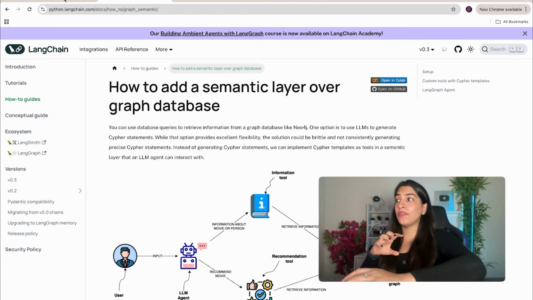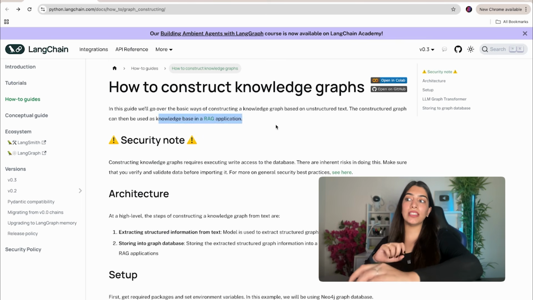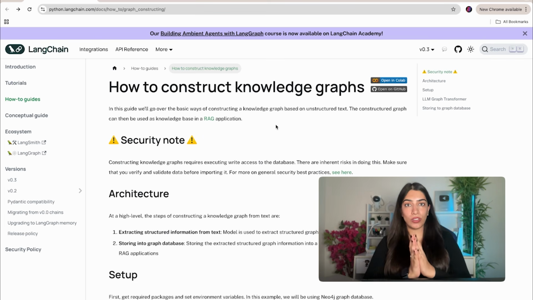Now, what are GraphRAGs? In the first documentation also, if you see in the first line itself, they have given that the constructed graph can then be used as a knowledge base in a RAG application. See, in the starting also, I told you that a very, very important application of knowledge graphs is basically GraphRAGs, and that is the use case that everyone is talking about. It is very, very relevant, and that is the main use case of knowledge graphs.